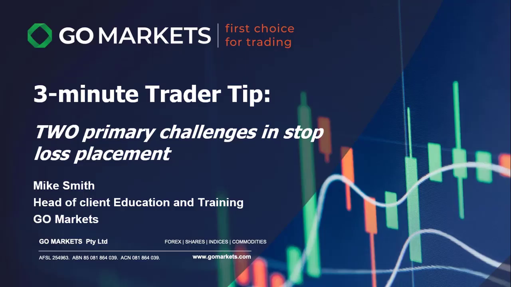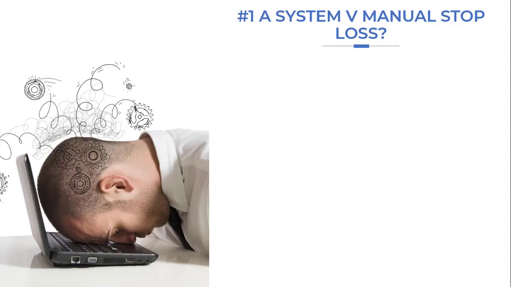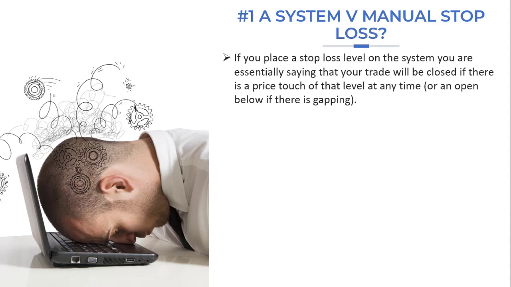3-minute trader tip. Two primary challenges in stop loss placement. Number 1 challenge is, do we use a system or a manual stop loss? By a system stop loss, we mean one that's actually placed on the system, which means you're essentially saying that your trade will be closed if there is a price touch of that level at any time.